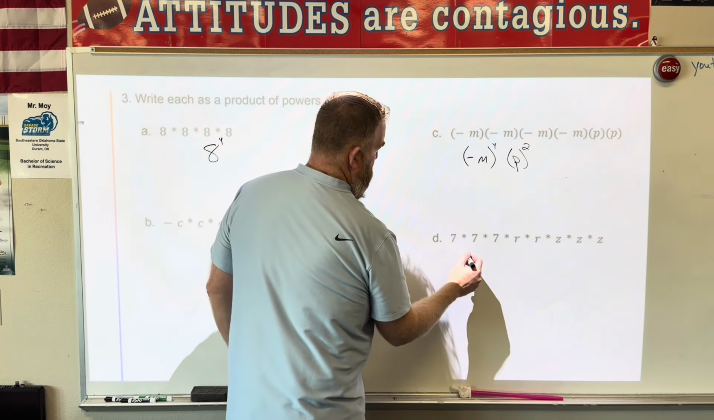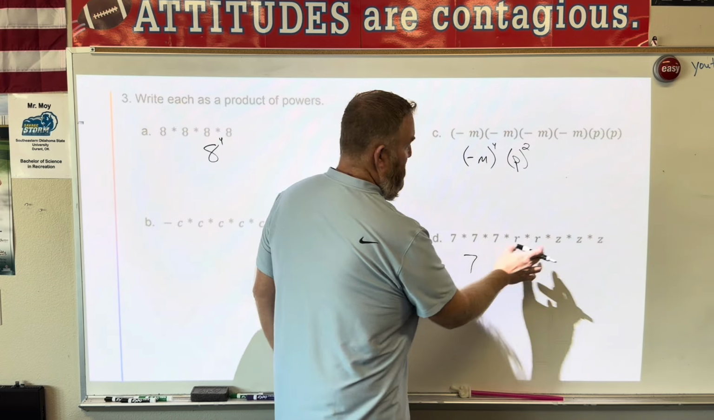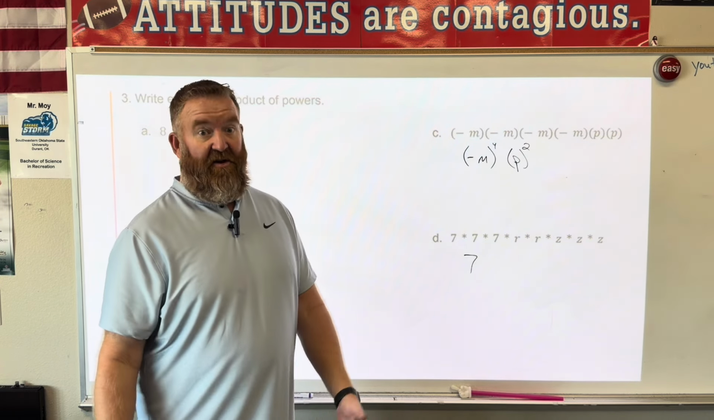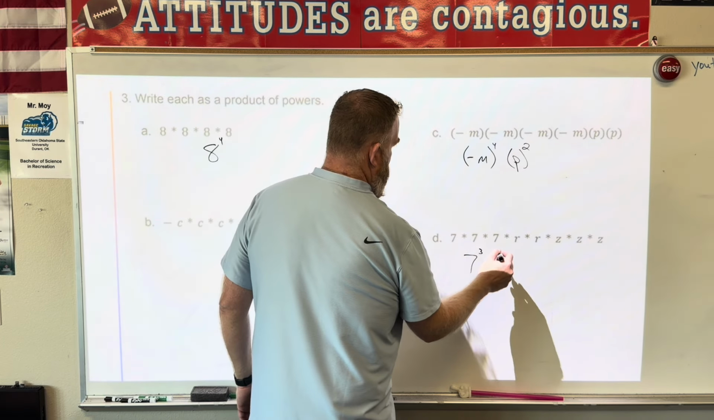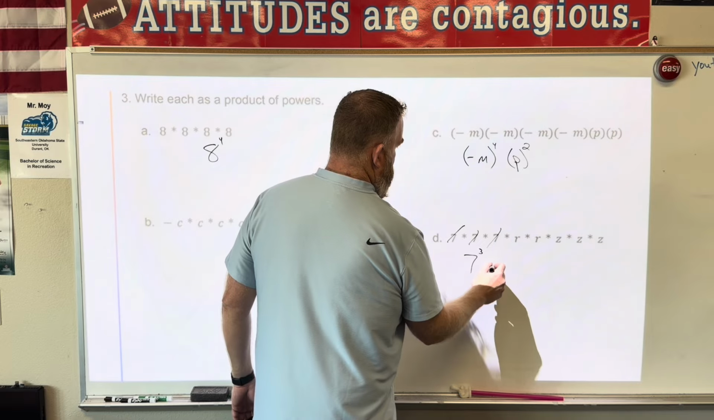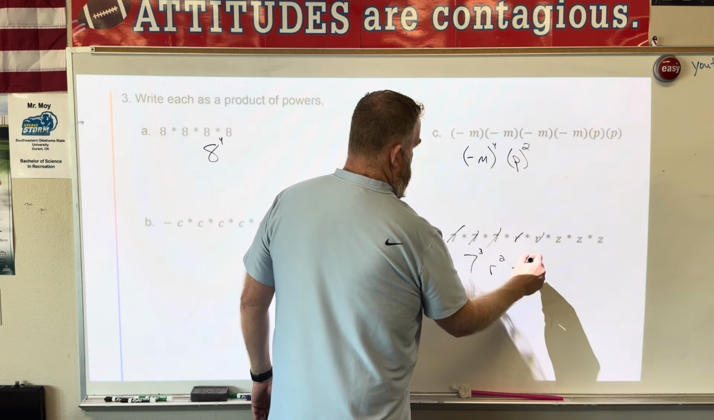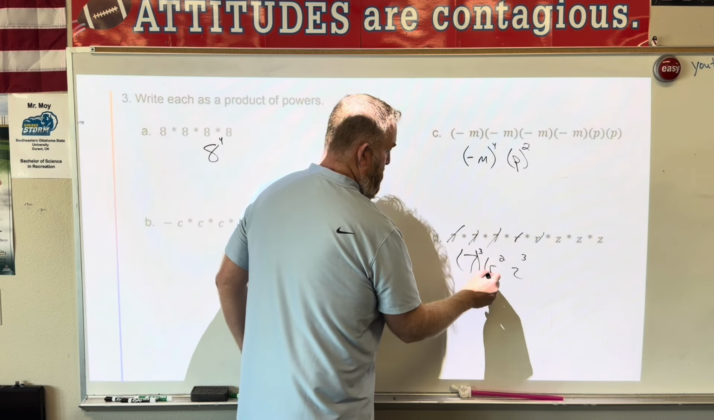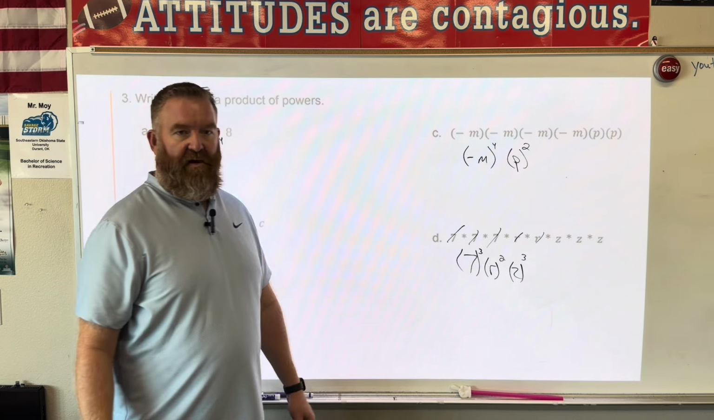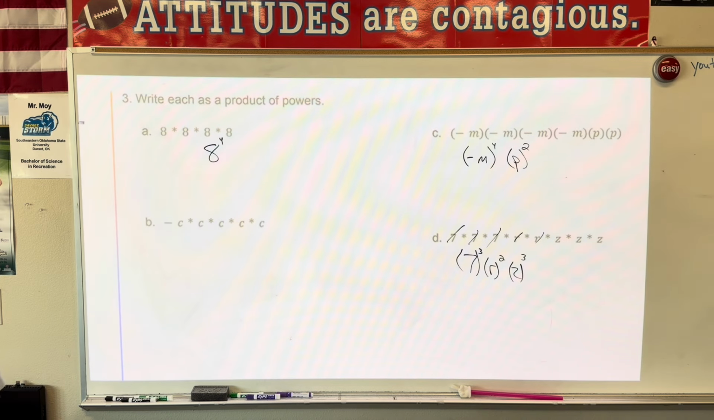All right, what about D? How many 7s? This one I'm going to do without parentheses. Do you see any negatives? So I'm not going to use parentheses. Could I use parentheses? Yeah, absolutely. Okay, 7 to the 3rd power. What about R? Okay, 1, 2, 3. What's next? 2 R's. How many Z's? 3. I could do this, or I could do that. It's the same thing. All right, here we go. Letter B. What'd you get? How'd you write it? That's it?